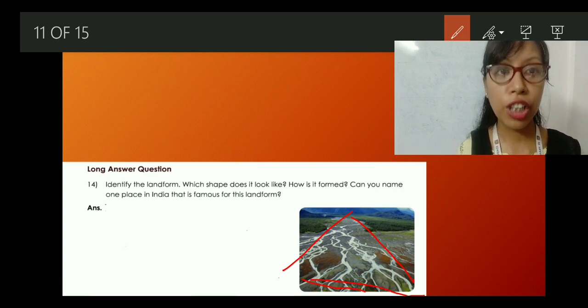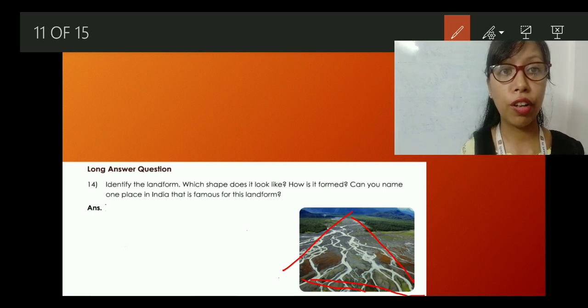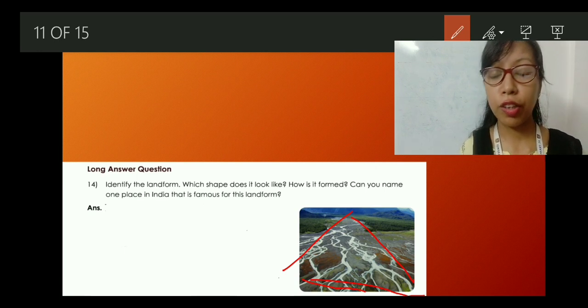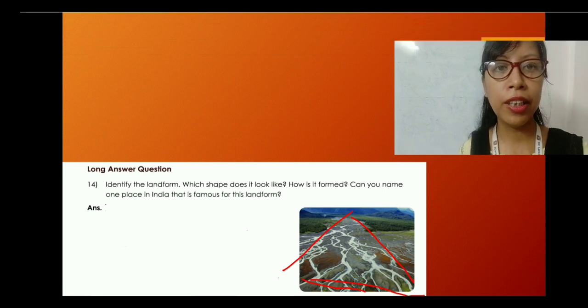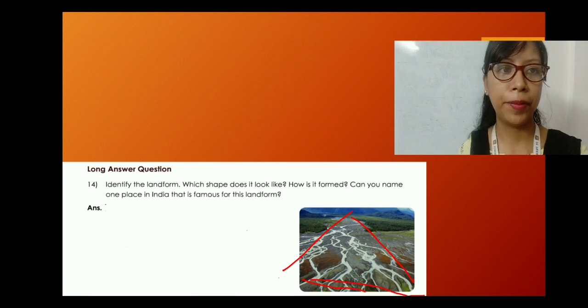So which shape does it look like? It looks like a triangle. And how is it formed? It is formed at the mouth of the river. So can you name one place in India that is famous for this landform? Yes. You have heard the name Sundarban, right? So that is a delta, one of the famous deltas of India. So Sundarban delta, you can give as the example.